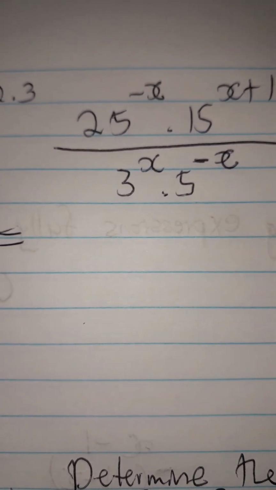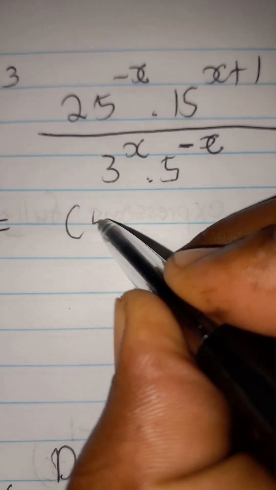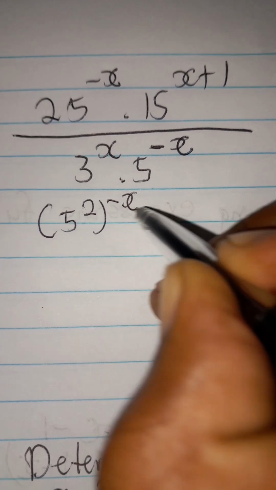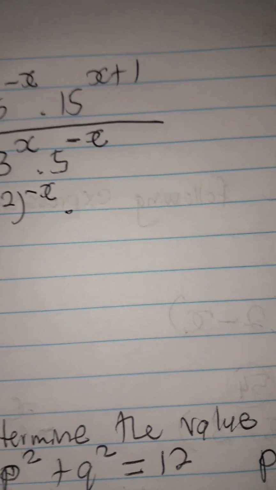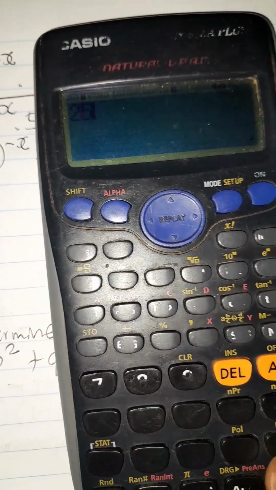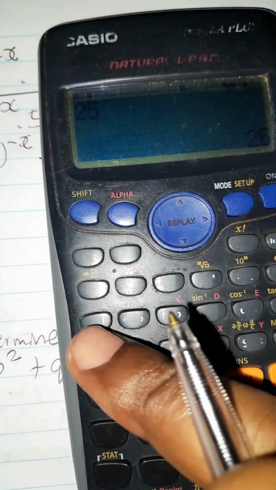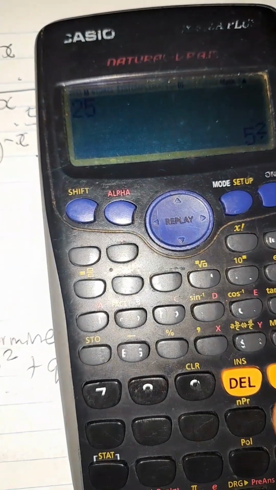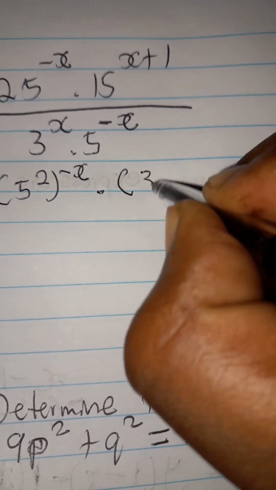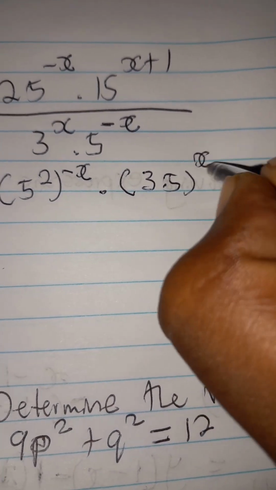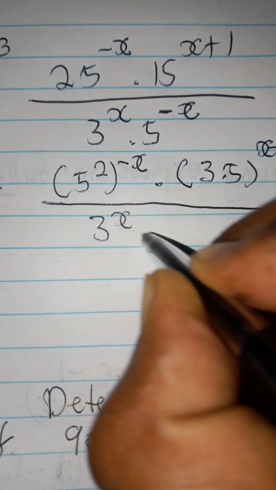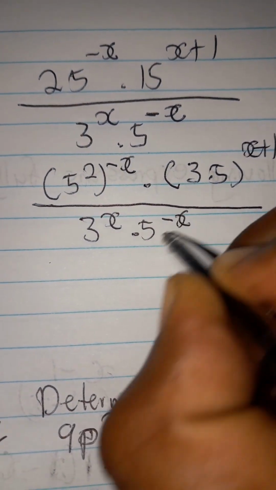So what we can do then, let's change 5. If we change 25, that will be 5 to the power of 2 minus x. You can use your Casio fx, right? Just say 25 equals shift factor. That will be 5 to the power of 2. Similarly, we will do the same thing with 15. So it will be 3 multiplied by 5, all to the power of x plus 1, divided by 3 to the power of x multiplied by 5 to the power of negative x.